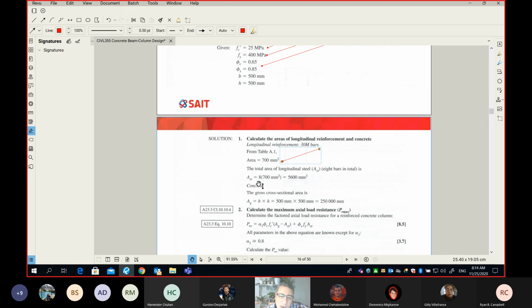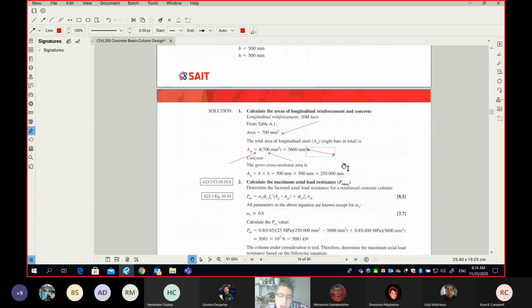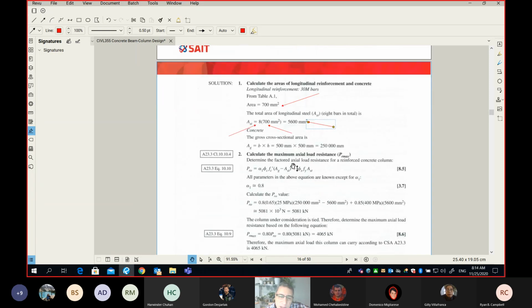If you want to find the total area of the vertical bars, not very difficult. We have 8 bars, and every bar is 700, so in total we have 5,600 mm² of rebar. The gross area of your column is also not difficult. The column is square, 500 by 500, so you get 250,000 millimeter.